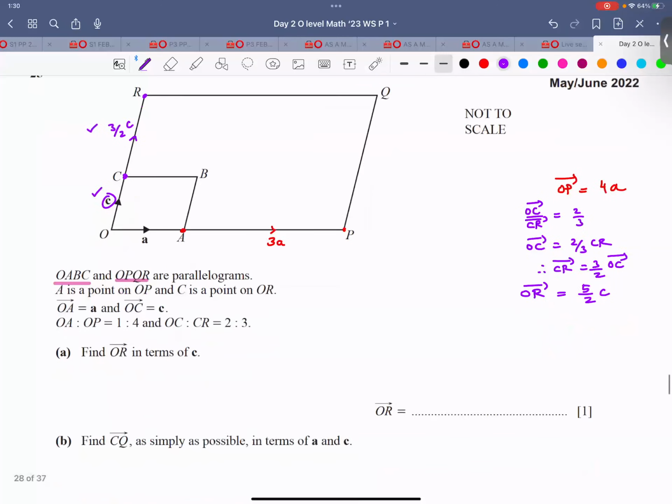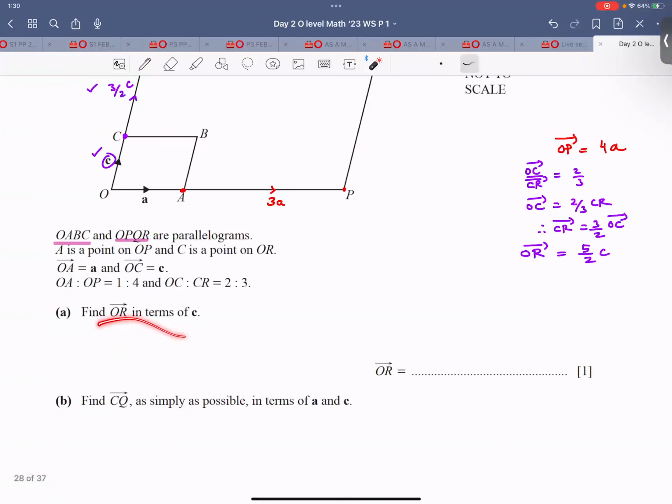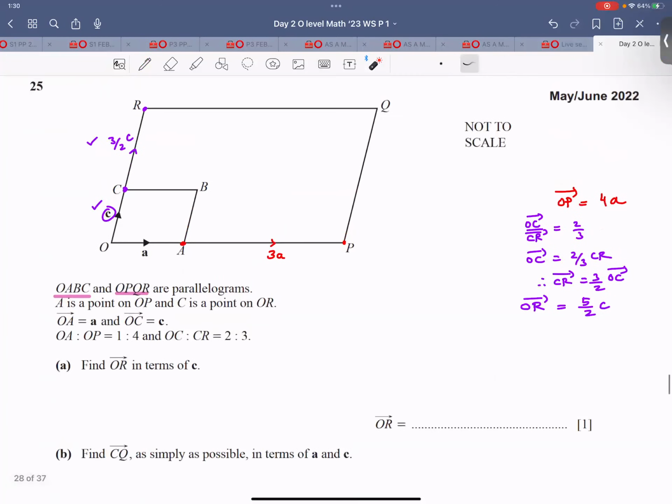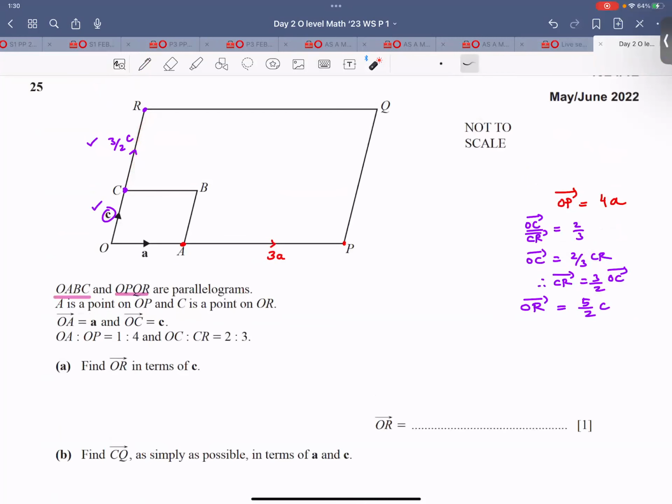Now, first, it's asking to find OR in terms of c. Coincidentally, I have just found it. So this is the working which I have done for myself without the examiner asking. So this is 5/2 c. That is the first thing that I have done.